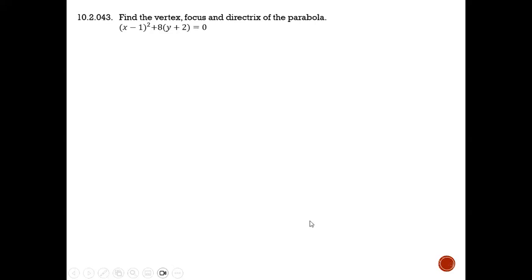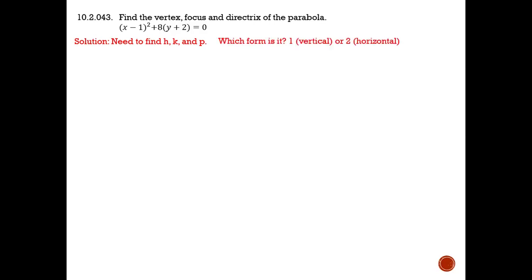All right, here's another one still working with the parabola. Find the vertex, the focus, and the directrix for this parabola. In the previous ones, we were finding the equation. Now they're giving us an equation, and we have to find the other information, okay? What is our h and our k and our p? Because we know h and k gives us our vertex, and we use that information to help us find our focus and our directrix. Okay, well, what form is this?